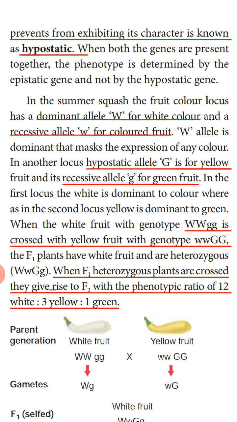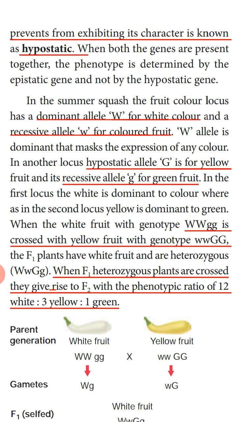When the epistatic and the hypostatic genes are present together, the phenotype is determined by the epistatic gene. We can understand this with an example in the summer squash plant. In summer squash, the fruit color locus has a dominant allele W, which codes for white color, and its recessive allele small w, which codes for colored fruit.